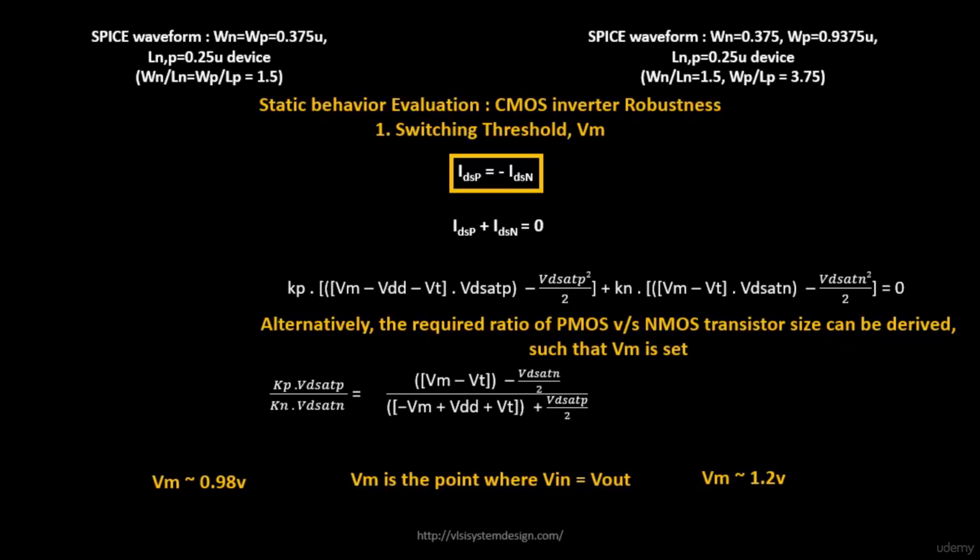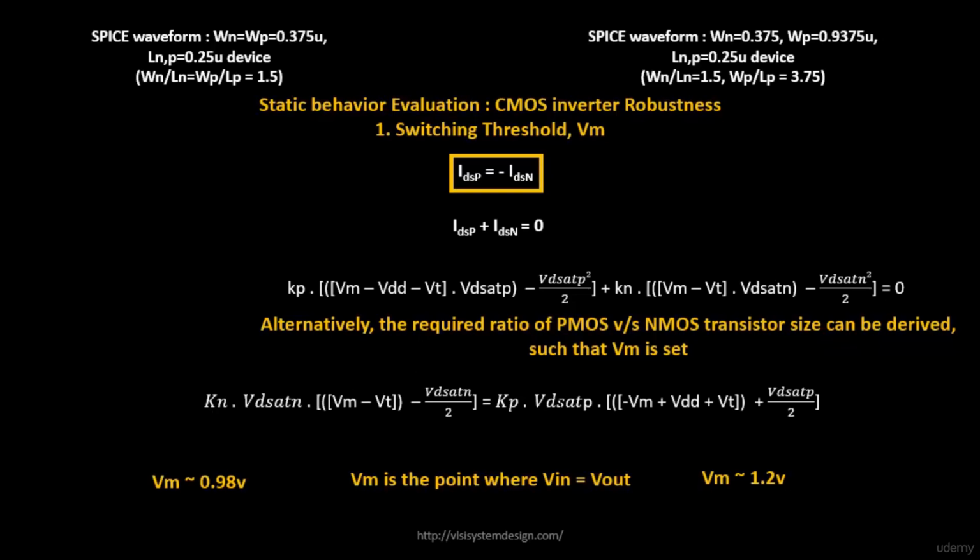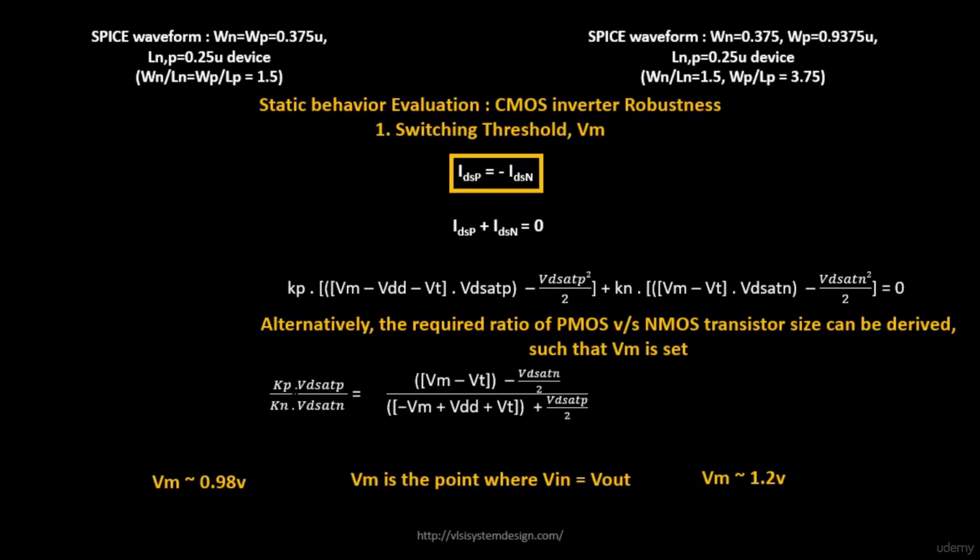You have Kp VDSATP divided by Kn VDSATN equal to what you see on the right-hand side. It's just a simple matter of playing with the division equations. We took Kn VDSATN to the bottom and formed the equation. The equation is a bit complex, but it's fine. We can still do some hand calculations based on these equations. If you want to go for more accurate models, the equations become a bit complex and these are all automated. So these are only for hand calculations.